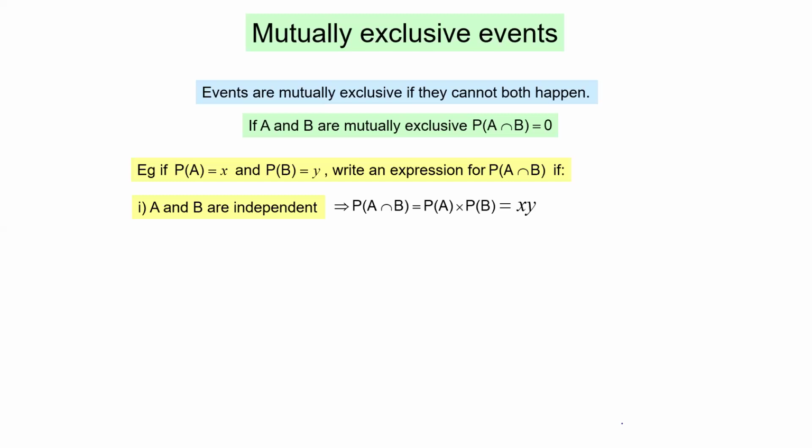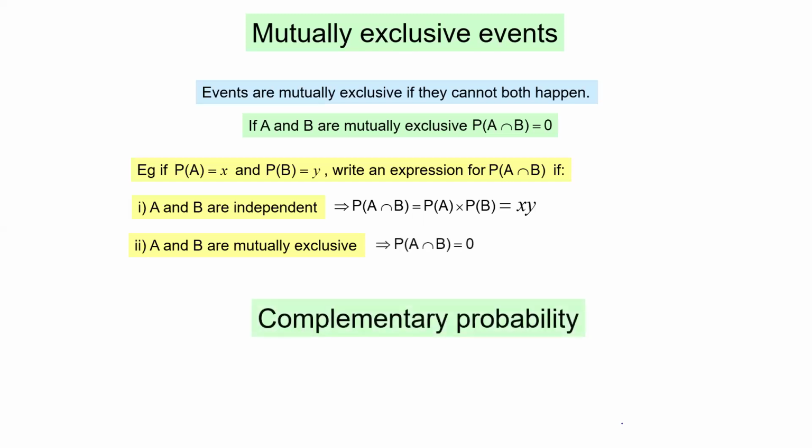Yes, sir, I wrote it. Now make an equation for this. If they are mutually exclusive, so now, sir, it would be 0, right? Like XY equals 0. So you make an equation, intersection equals 0.